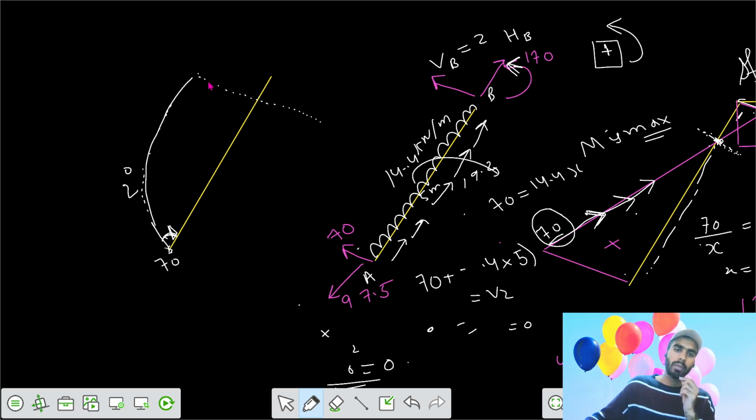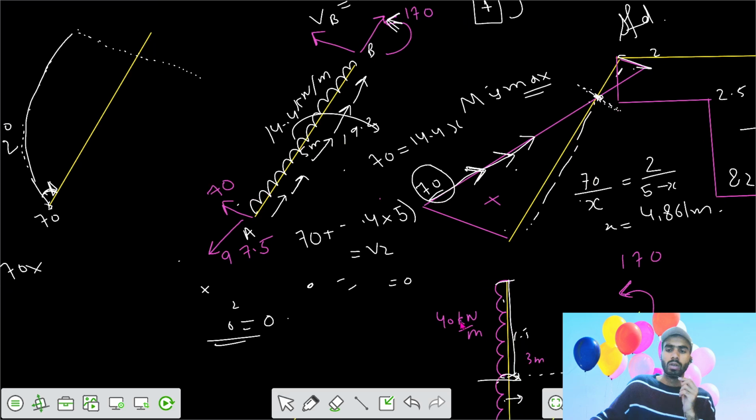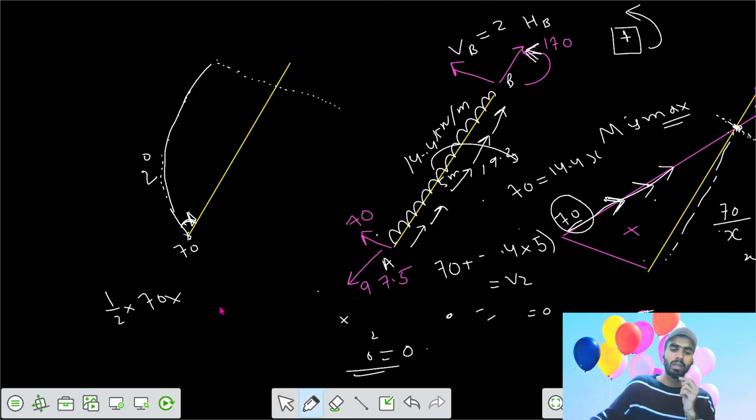The value of the bending moment here would be equal to the area of the SFD up to the point x. We can write half of 70 into your length. X was equal to 4.861. We can get the value equals to 170.135.